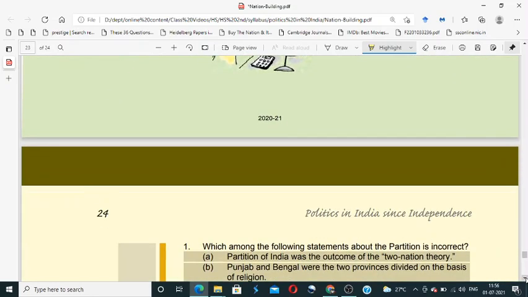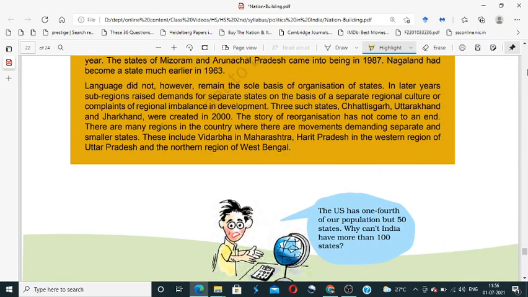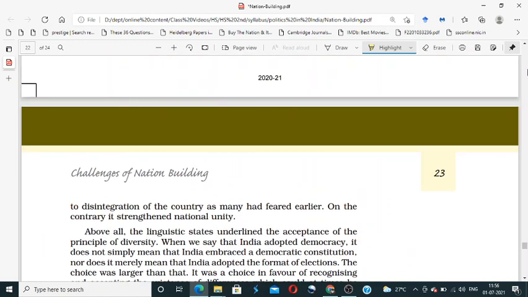So in this way India faced many challenges, basically the challenge of partition and the challenge of statehood in the newly formed country.